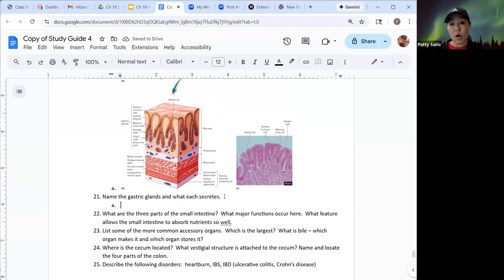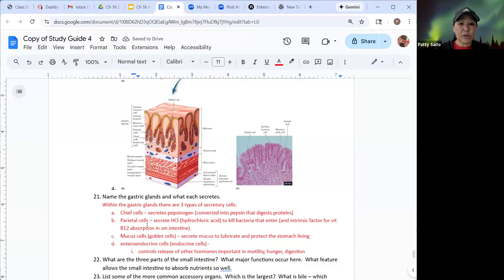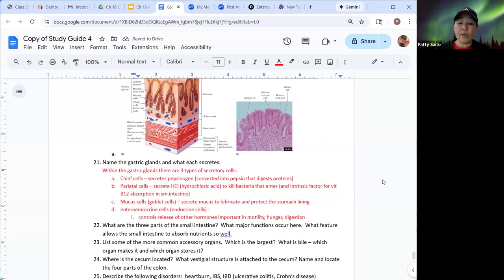So within the stomach wall, there are specialized cells and glands that secrete different things. So we can see here the gastric glands that come down, and it's made up of different types of cells. So the different types of cells, there are, I say three, but I also include a fourth one actually, but you're responsible for three. Three types of secretory cells: the chief cells, the parietal cells, and the mucus cells.